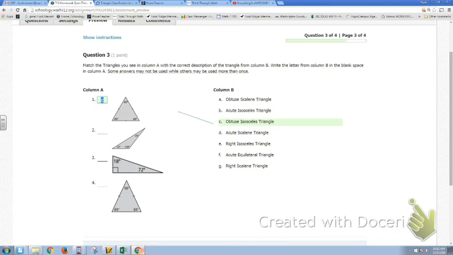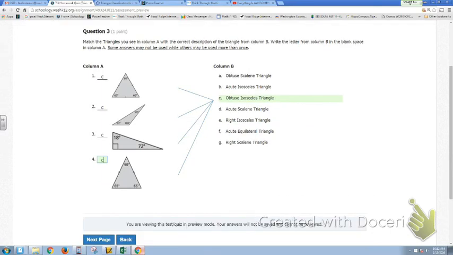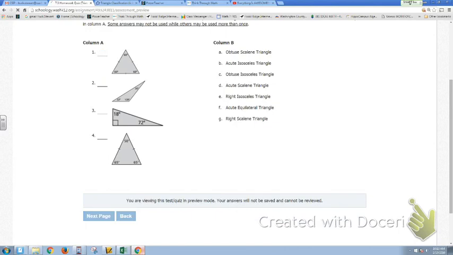Now, you could have more than one triangle be the same answer. Just be aware of that. And you may have answers over here that don't have anything matching up with any of these 4 triangles. So don't think that every answer should have a match, or that just because I've used it once I can't use it again. But there you go. If you're not sure how to answer this question, I would go back to the first part of this video. The first 12 minutes is all about how to classify these triangles.